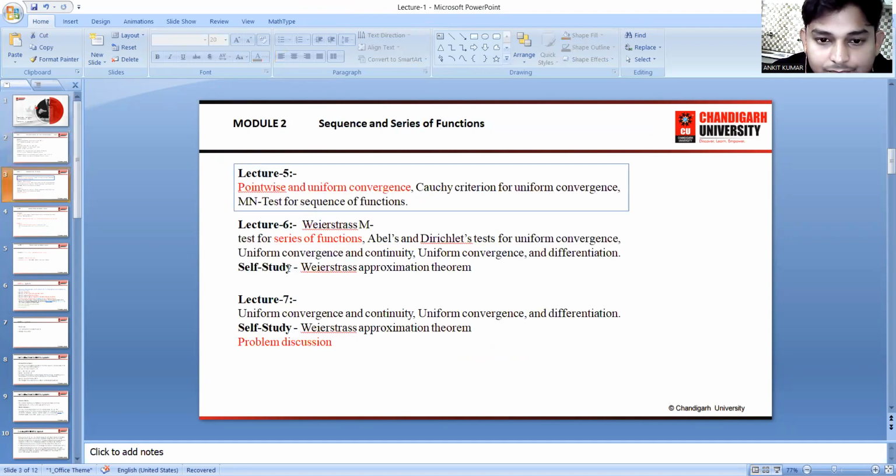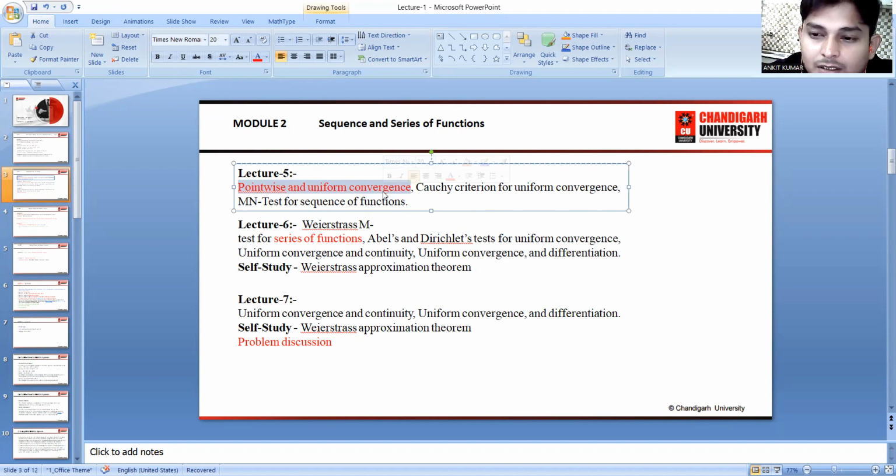Now in lecture 5 I will cover the most important concept of uniform convergence. Okay, so what is uniform convergence? Why is it important? Why is it important in real analysis?